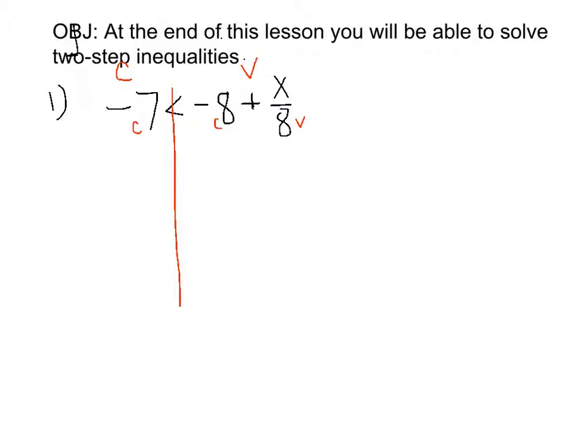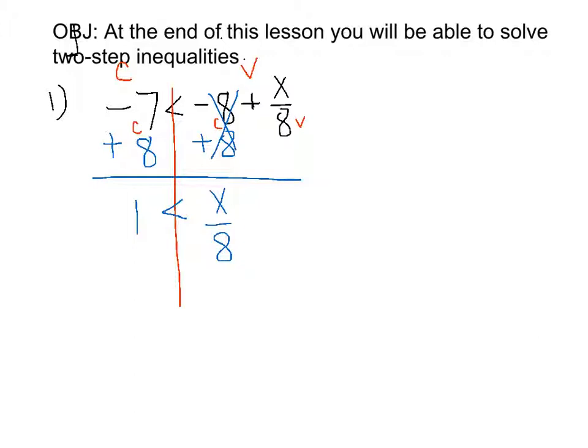I don't want any constants in variableville, so I'm going to get rid of this negative 8, and the way that I do that is by adding 8 to both sides. Negative 7 plus 8, different signs, it's 1. I didn't multiply or divide, so I can definitely keep this how it is. These two cancel out, and then I have x over 8 left.